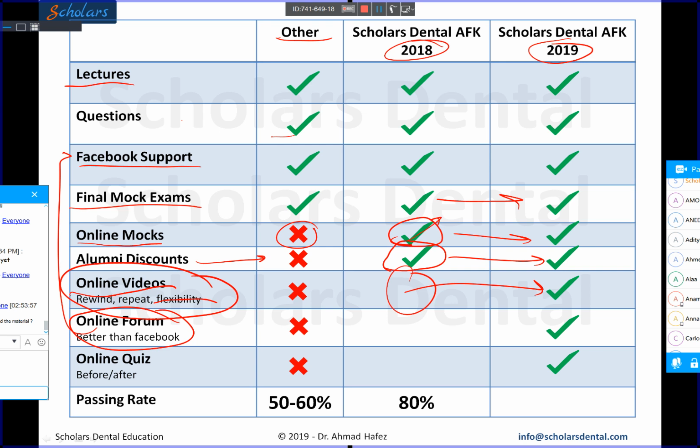And I added something that I actually wasn't even sure I'd be able to get done by this course, but I was able to do it. And this is an online quiz. You're going to have a quiz before the session and a quiz after the session. And you could test yourself. The quiz before the session will stimulate curiosity, and then the quiz after the session will show you how much you improved. And that's something else we added.